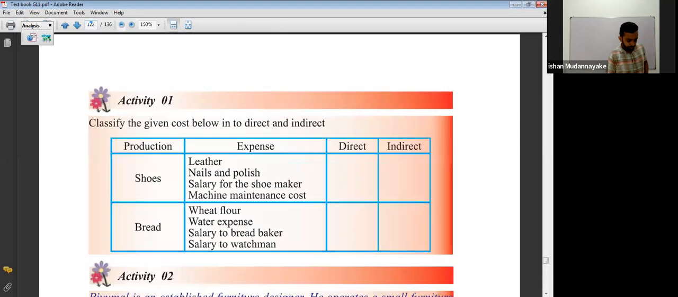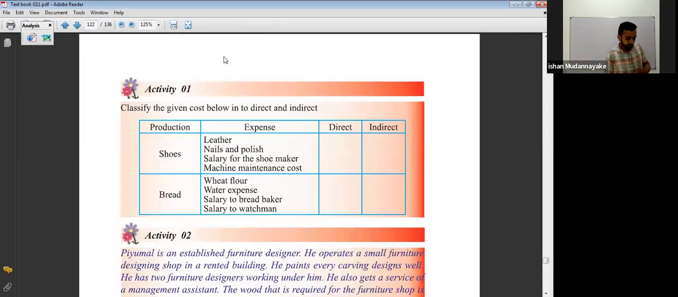Last time we discussed up to page 112. Activity 1. We will start with the rest of it today.